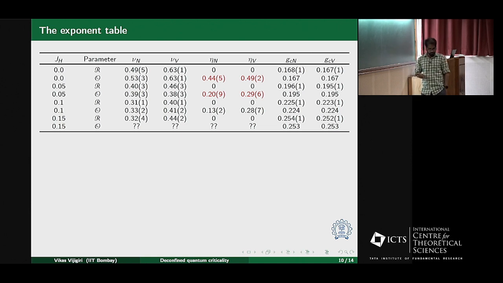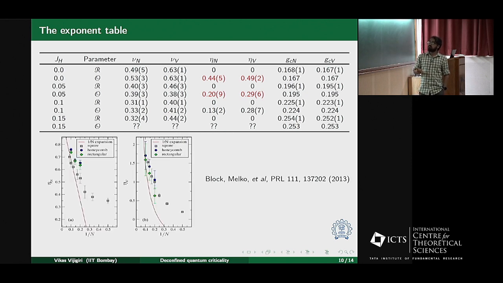and then see if this universality class is the same for any non-zero JH values. So interestingly, from this paper by Block and Melko, we see that this value corresponds to this value, the SU3 class, and this value for the VBS order parameters. This value corresponds to this value, that is the SU3 universality class, and this value, around 0.2, corresponds to this value.